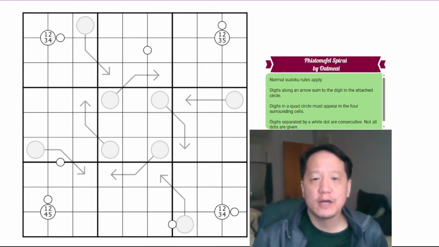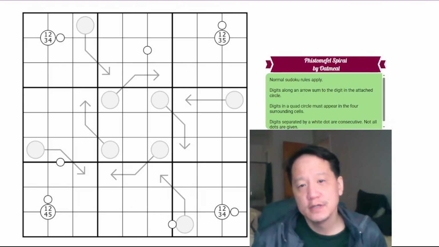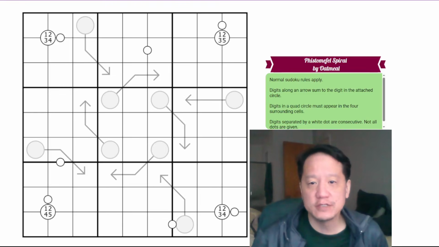Hello everyone, I'm Frank and welcome to Learn How to Sudoku, where we take a very easy variant Sudoku puzzle and we break it down in detail so that you can learn how to Sudoku. Today's very easy puzzle is called Phistomefel Spiral by Oatmeal. And here are the rules.